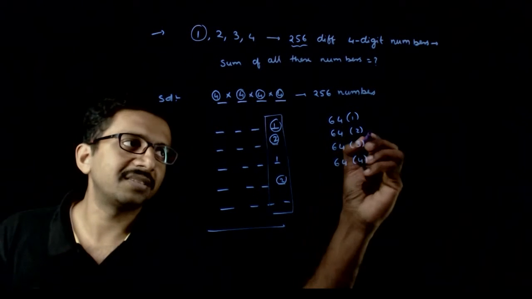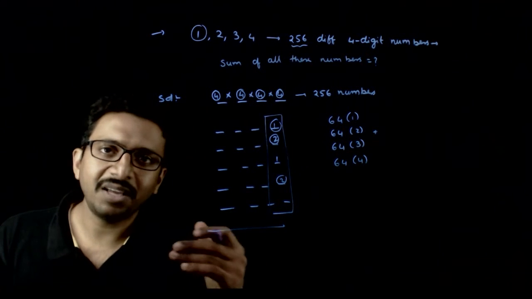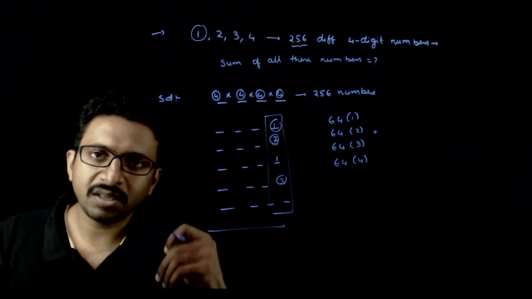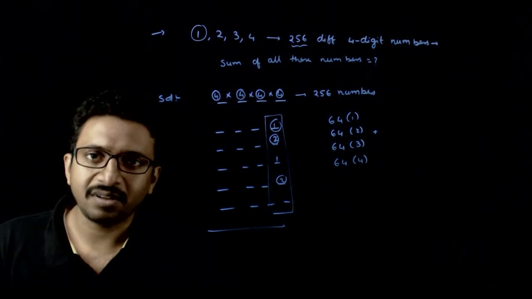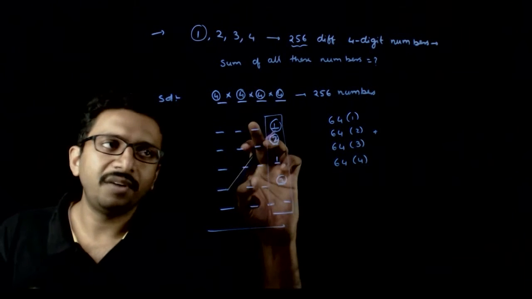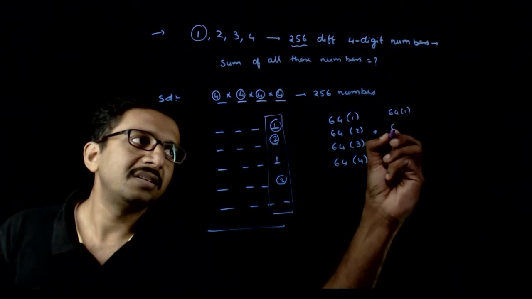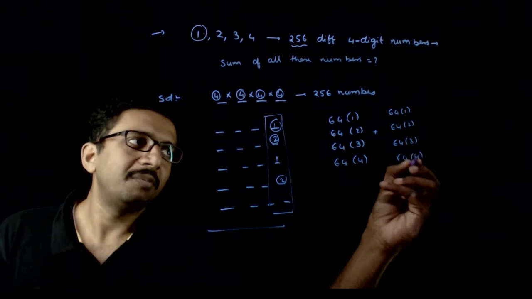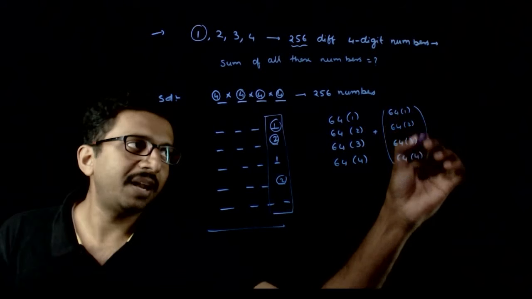Now let us go to the tens place. In how many numbers does 1 come in the tens place? Again you have 64 numbers, because out of the total 256 numbers, 1/4 of them have 1s in the tens place, 1/4 of them have 2s, 1/4 of them have 3s, and the last 1/4 of them have 4s. So if you add them, again you get 64 times 1, 64 times 2, 64 times 3, 64 times 4, but all these numbers are in the tens place, so they have to be multiplied by 10.